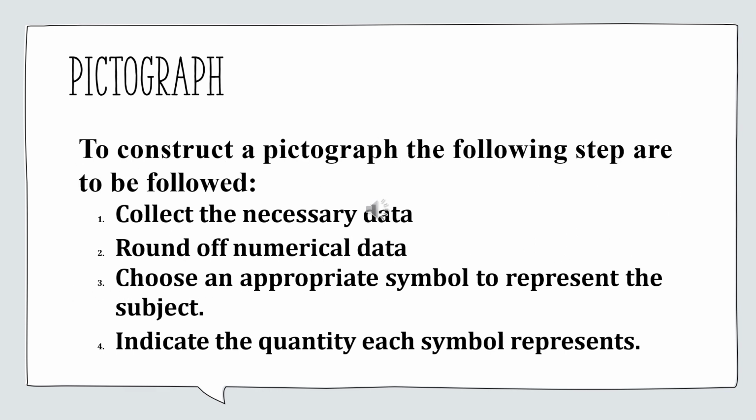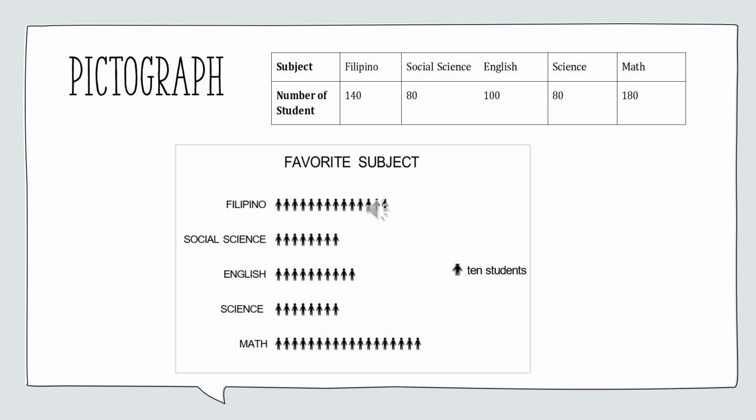Collect the necessary data. Round off numerical data. Choose an appropriate symbol to represent the subject. Indicate the quantity each symbol represents. Here is an example of a pictograph. Can you name the parts of a pictograph?